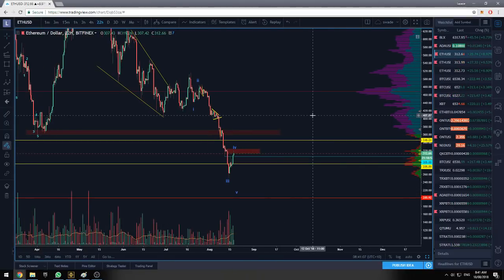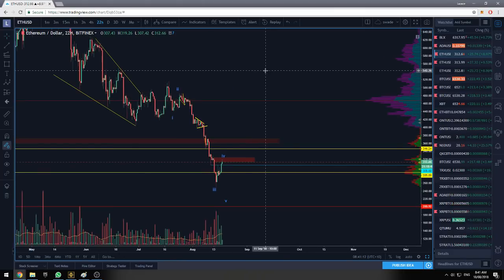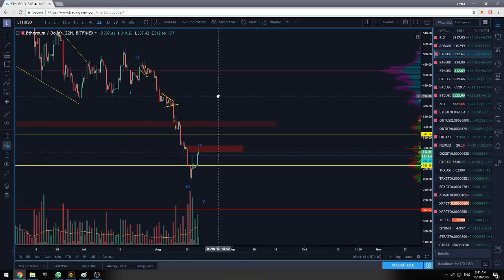Hey guys, just wanted to make a quick update. Just looking at Ethereum, I'll talk about why I haven't been charting BTC a little bit later. But just looking at Ethereum at the moment, just because it's so much clearer.